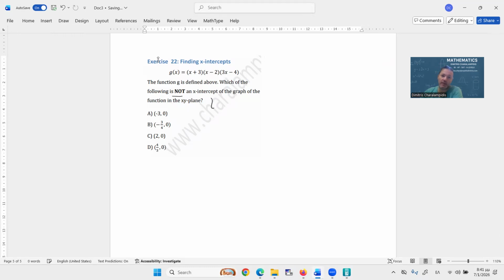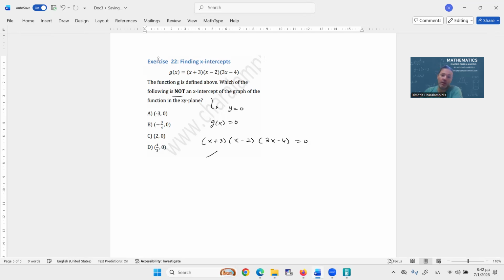Well, let's try to do it by hand. The x-intercept is when y is 0. So when, for us, g of x is 0, which is equivalent to x plus 3 multiplied by x minus 2, and that multiplied by 3x minus 4 equals 0. We know that the product is equal to 0 when one of its factors equals 0 itself.